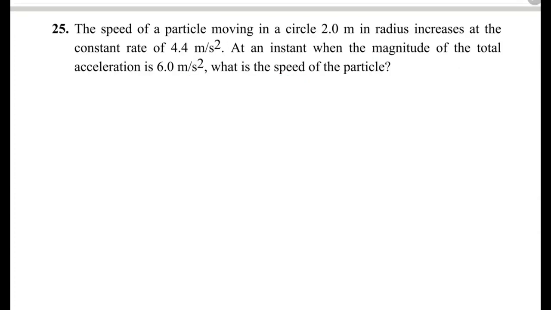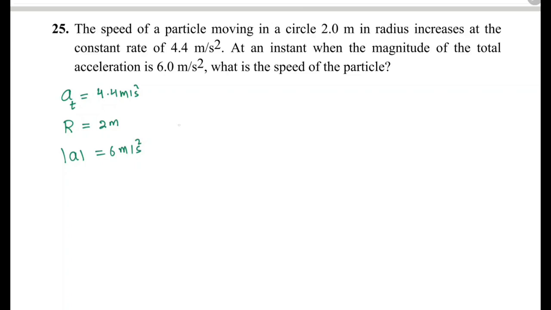The speed of a particle moving in a circle 2 meters in radius increases at the constant rate of 4.4 meters per second squared. At an instant when the magnitude of the total acceleration is 6 meters per second squared, what is the speed of that particle? So again, A tangent in this case is equal to 4.4 meters per second squared. The radius of the circular path is 2 meters, and the magnitude of the acceleration is 6 meters per second squared.